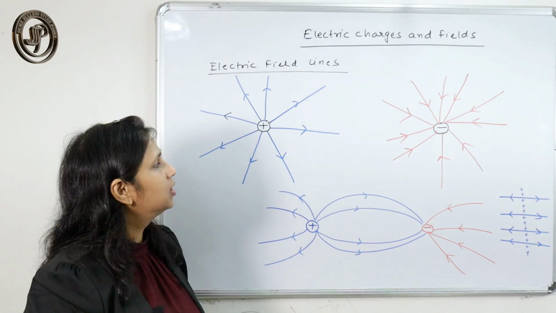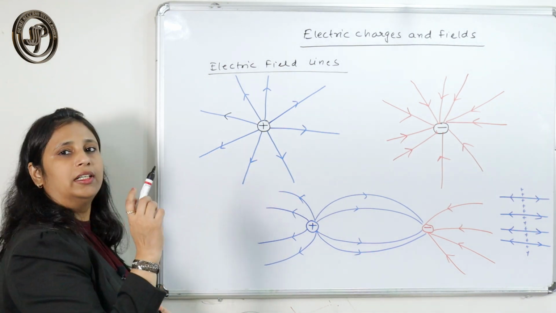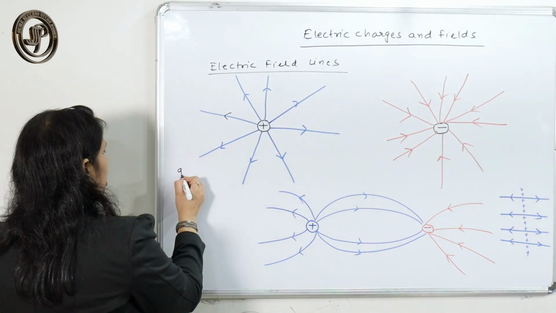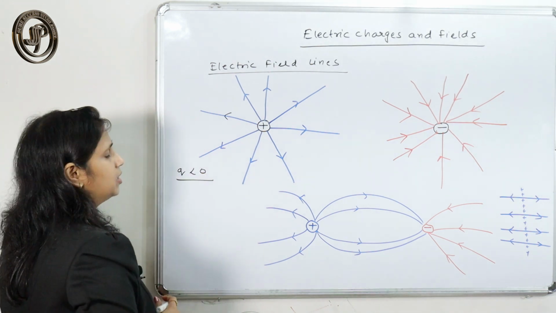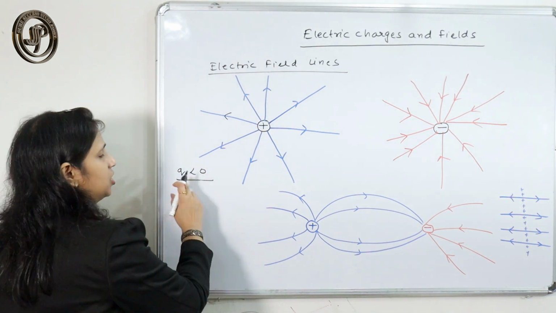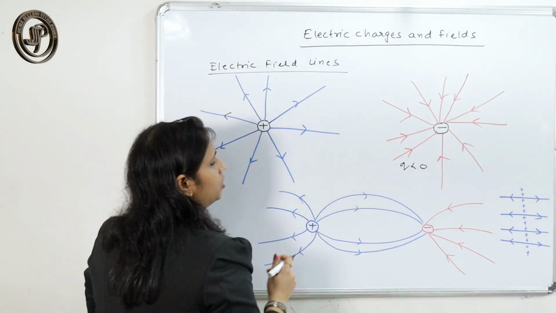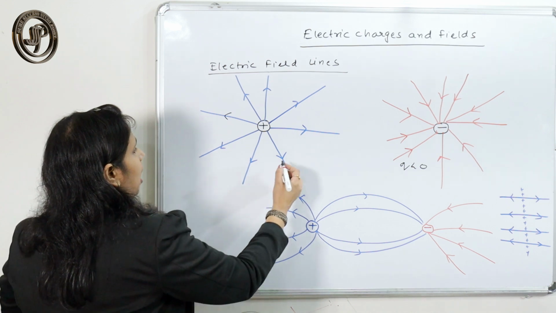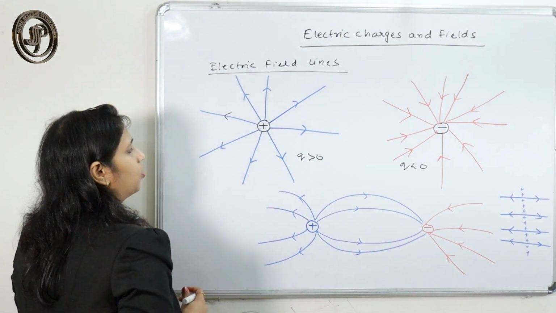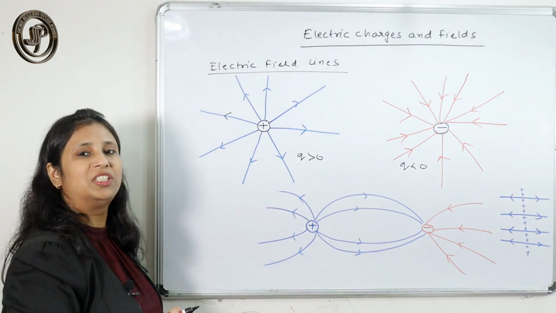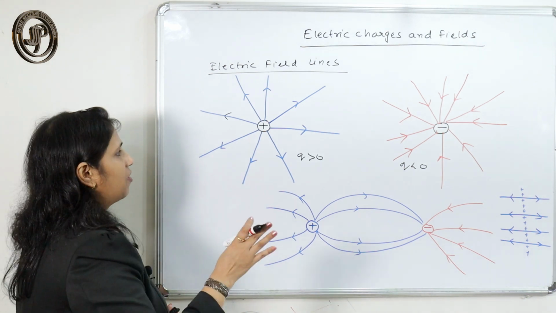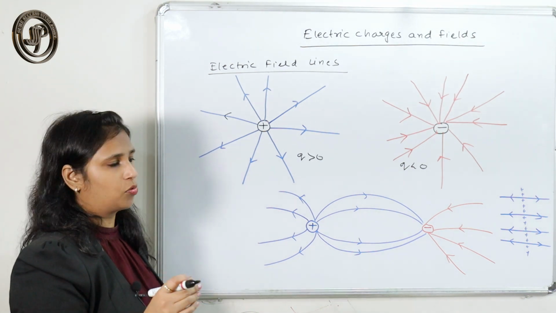If it is asked to draw the electric field line for a charge q less than 0, meaning the charge is negative, then in that case you need to draw this diagram. And if it is asked to draw the electric field line for a charge q greater than 0, meaning q is positive, then the electric field lines are radially outward.